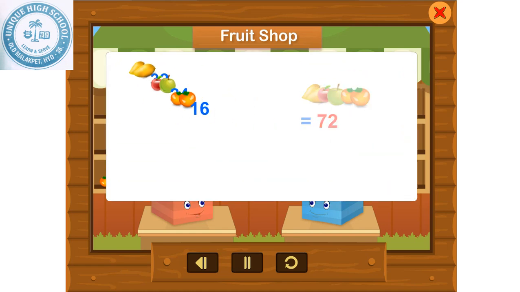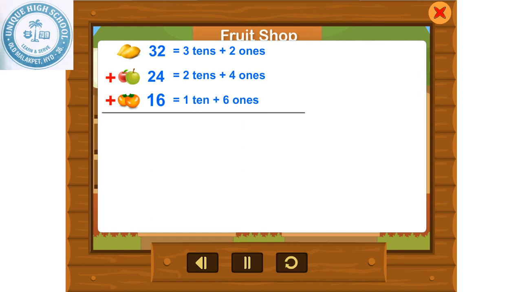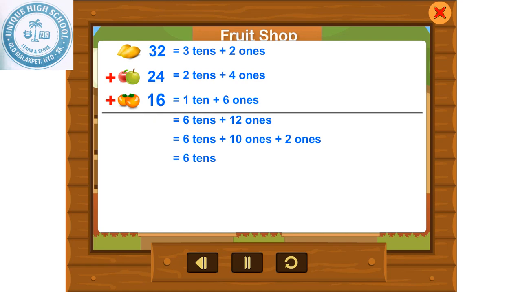It's simple. Look, 32 plus 24 plus 16 is equal to 3 tens plus 2 ones plus 2 tens plus 4 ones plus 1 ten plus 6 ones is equal to 6 tens plus 12 ones is equal to 6 tens plus 10 ones plus 2 ones is equal to 6 tens plus 1 ten plus 2 ones is equal to 7 tens plus 2 ones is equal to 70 plus 2 is equal to 72.